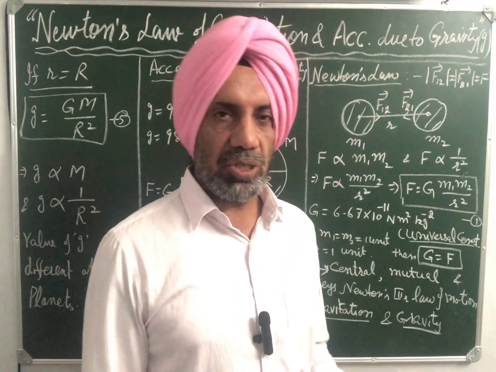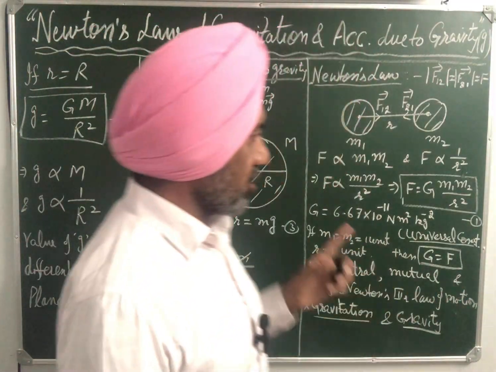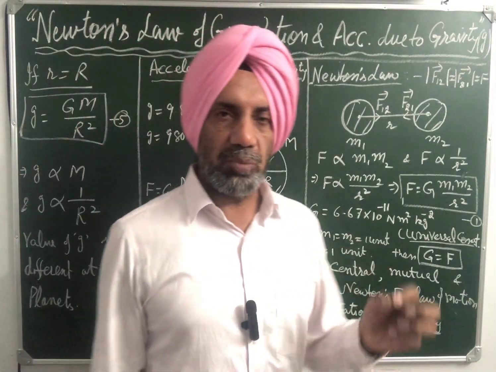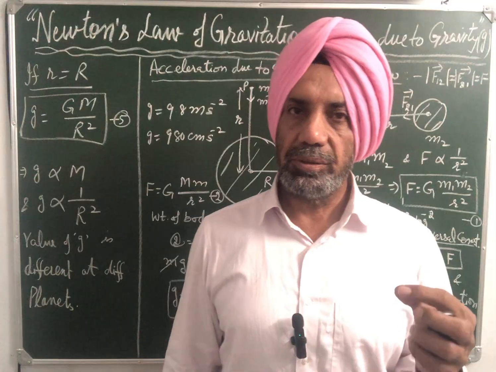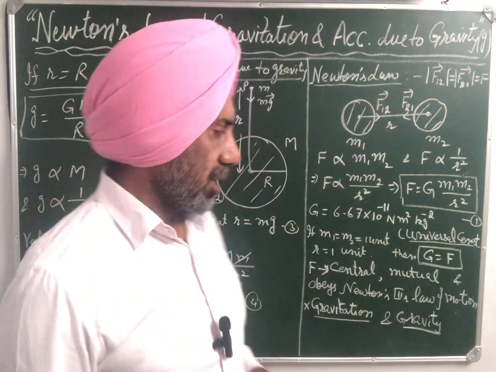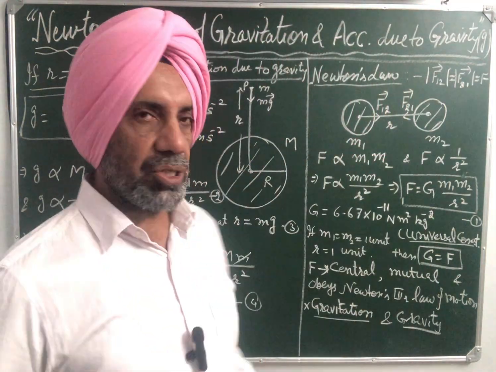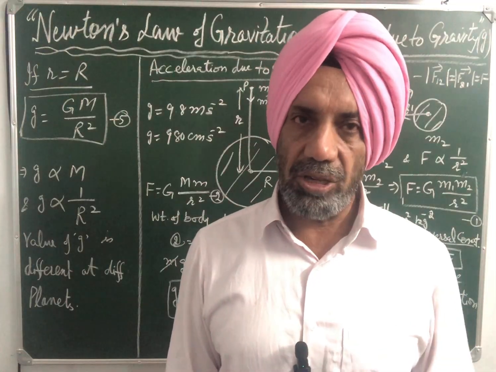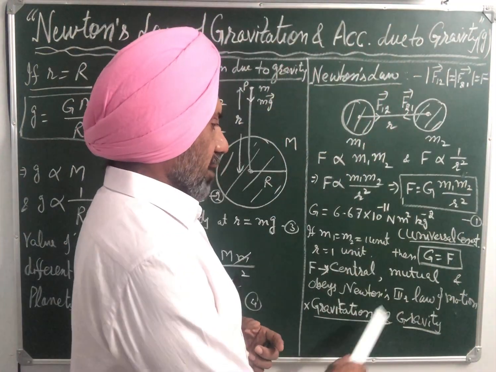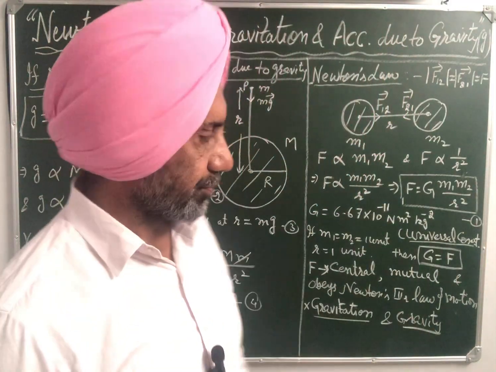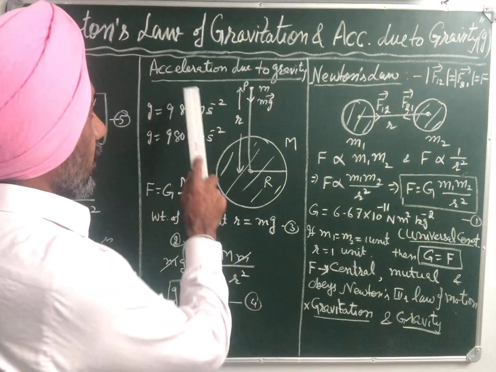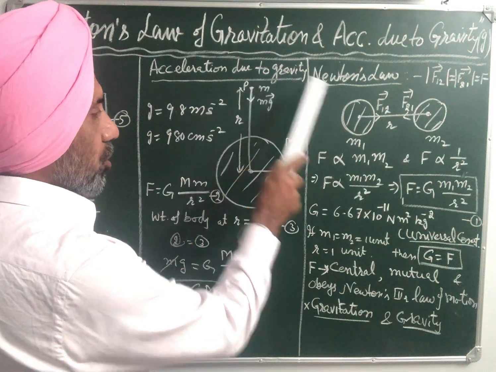So what are the characteristics of gravitational force? Number 1, gravitational force is mutual. Number 2, gravitational force is a central force. Number 3, gravitational force obeys the inverse square law. And number 4, gravitational force obeys Newton's third law of motion. Now, what is acceleration due to gravity?